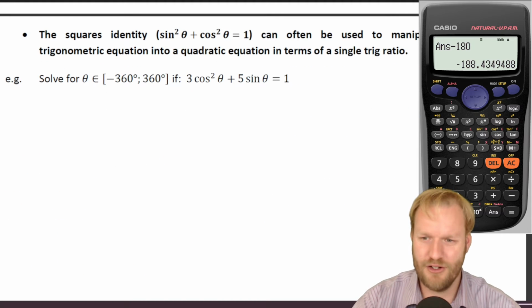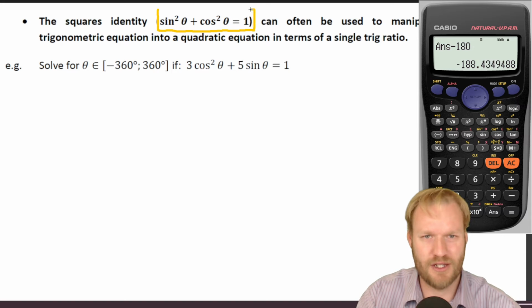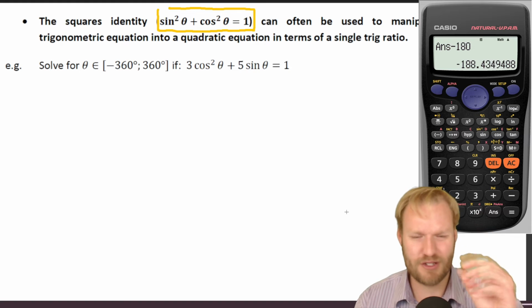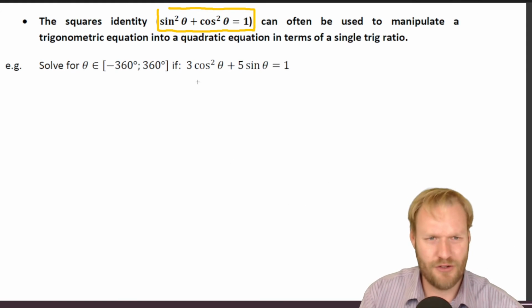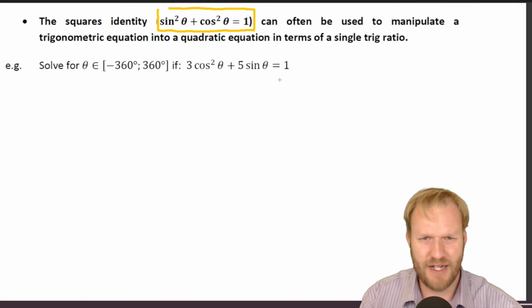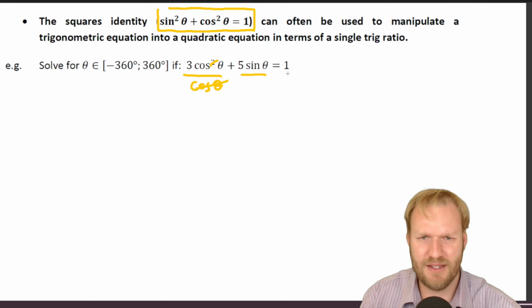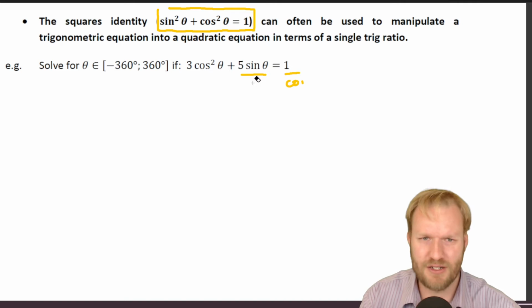We could use our squares identity. Remember, the squares identity was that sine squared theta plus cos squared theta equals 1. So we might need to use this in solving our equations. So for this one, 3 cos squared theta plus 5 sine theta equals 1. If we decided to divide through by cos theta, that's going to cancel with one of those. This is going to be tan theta. This is going to be 1 over. Looks like a bit of a mess, right?